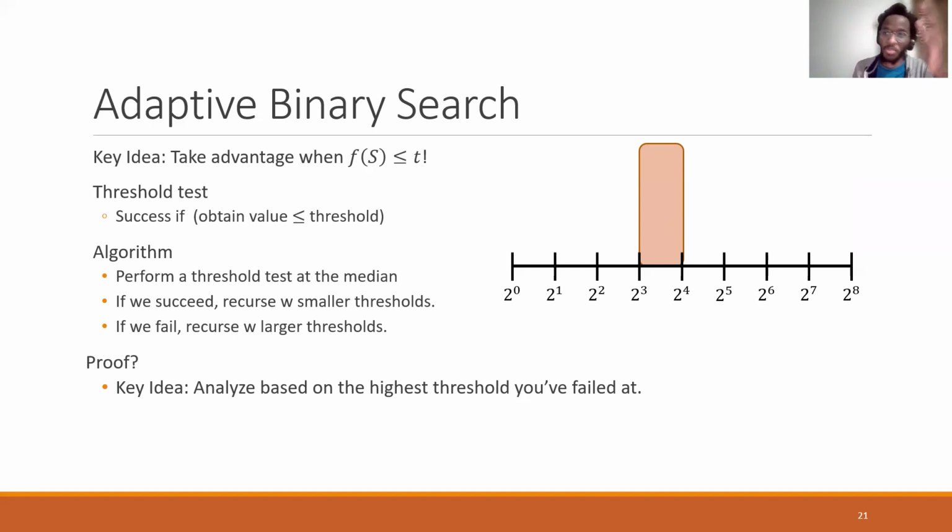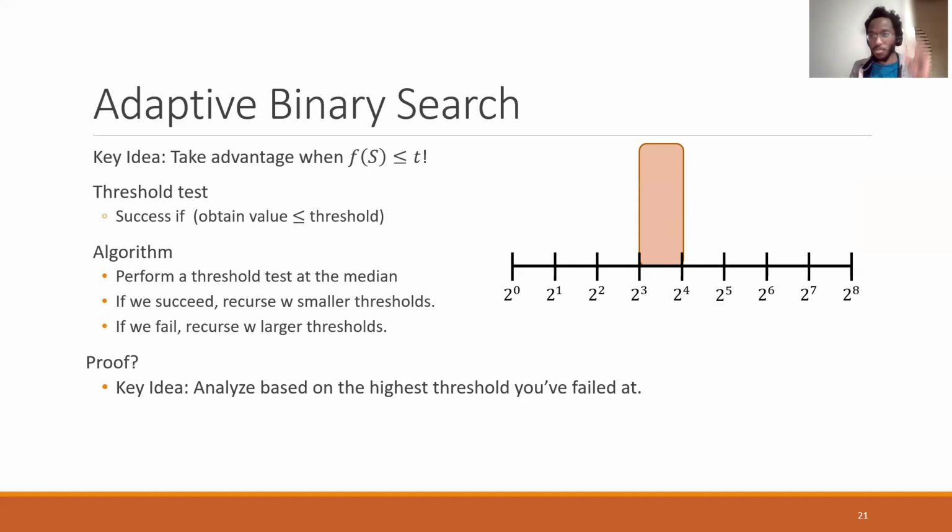Okay, so how do you prove that something like this works? Well, the key idea is to analyze things based on an upper bound, that is, based on the highest threshold that you failed to test at. Even though it's technically possible to get an objective value smaller than the highest threshold you failed at, just through happenstance, by analyzing it this way you can get a nice bound on what's happening.